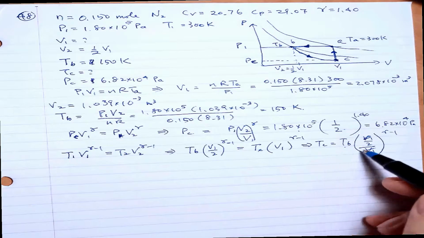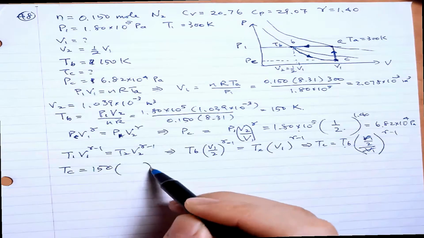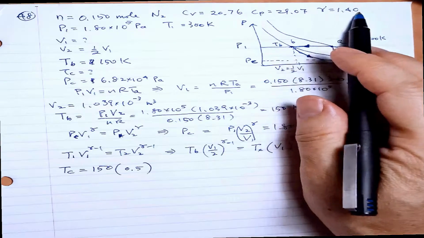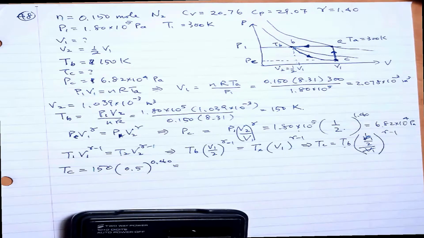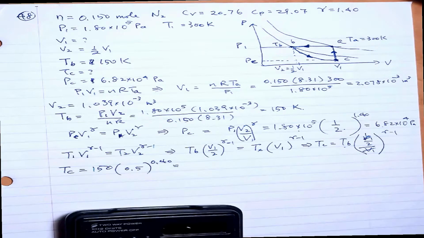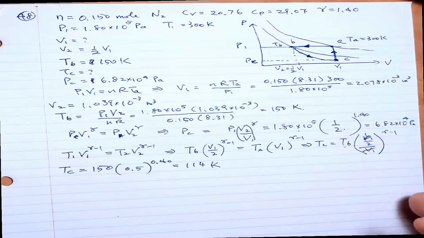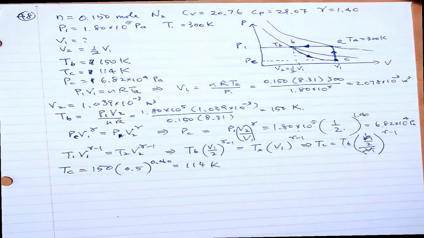So these two cancel. So TC then is equal to TB, which is 150 K, times 0.5 to the gamma minus 1. Gamma is 1.4, minus 1 is 0.4. So the answer is 150 times 0.5 raised to the power of 0.4. I get 113 or 114 Kelvin. So TC is 114 Kelvin.